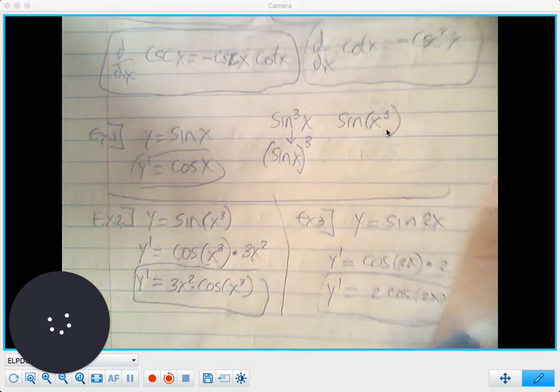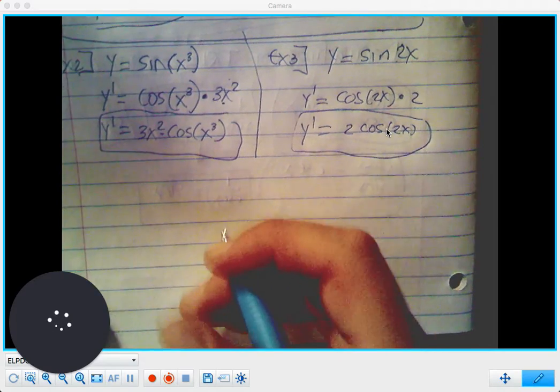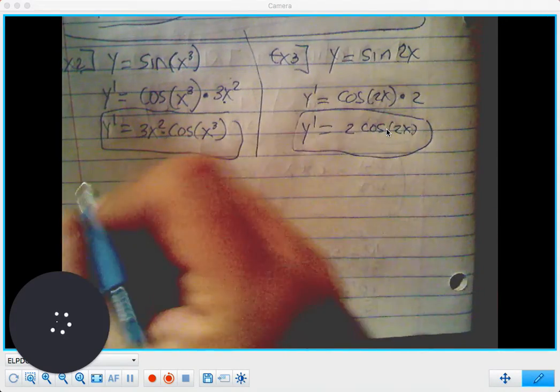Piece of cake, right? Now let me do one that I have here. This one looks kind of interesting. This would be example 4.